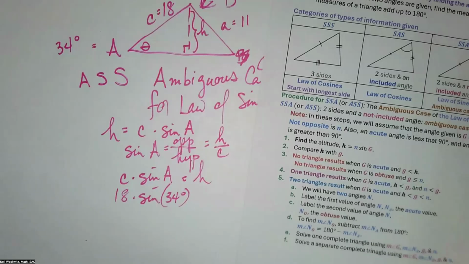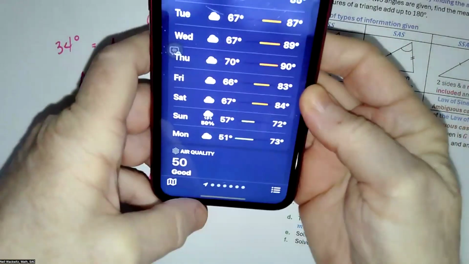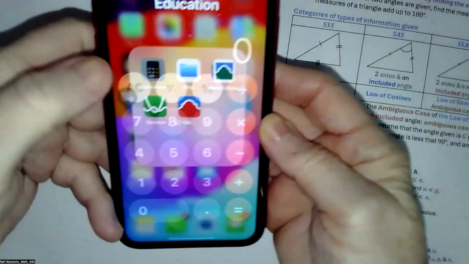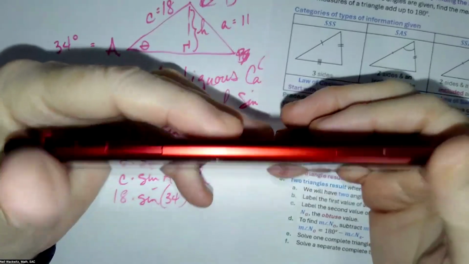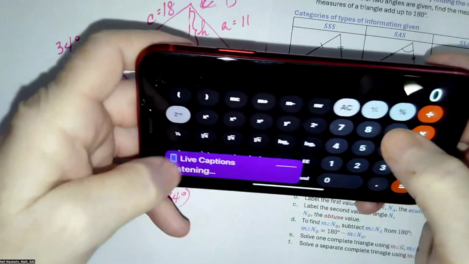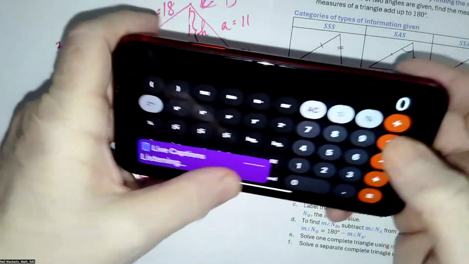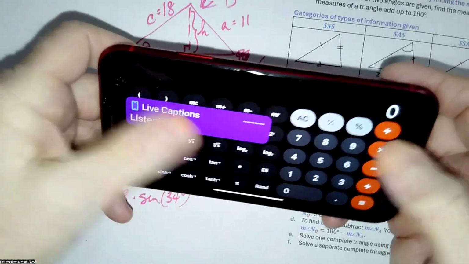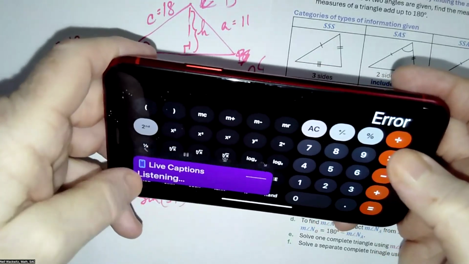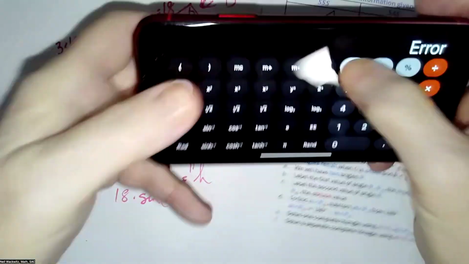And I'm finding my phone. Here it is. Okay. Come on, get out of there. There it is. Okay, sorry about that.